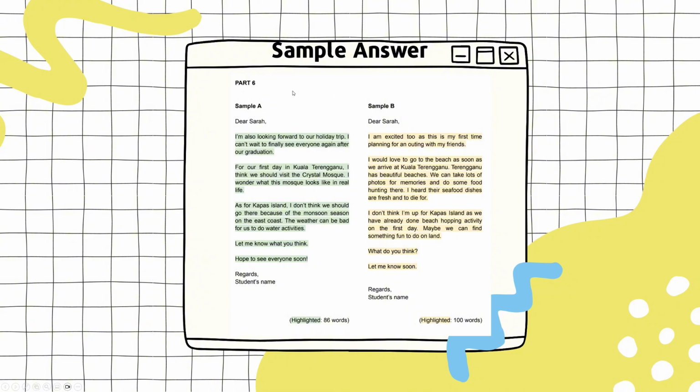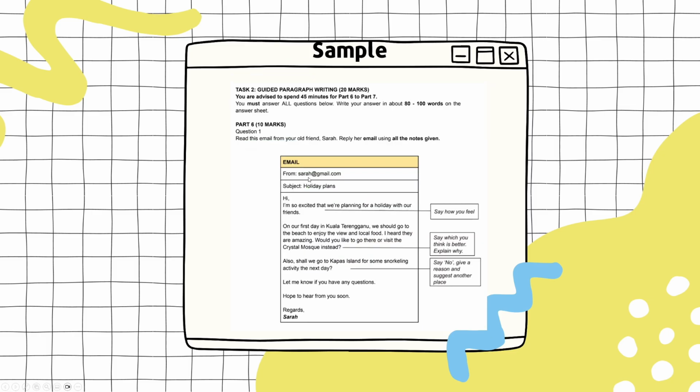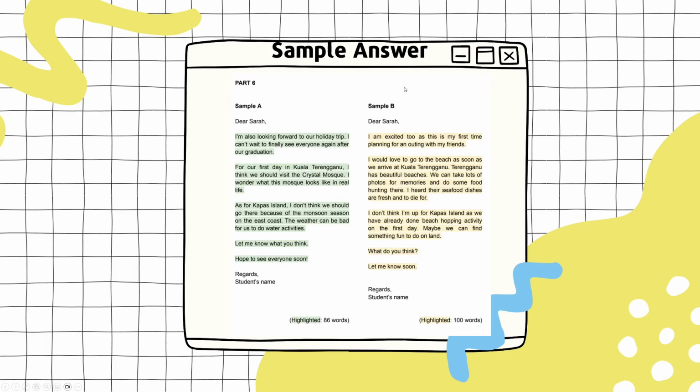But remember, previously, we didn't focus too much on the from and the to, the email address. But this time around, I hope that you will provide the email address of your recipient, maybe Sarah, and the subject must be included. This time around, it is required for the format. So email address, then the subject, and then this is the answer. Okay. So, Dear Sarah.